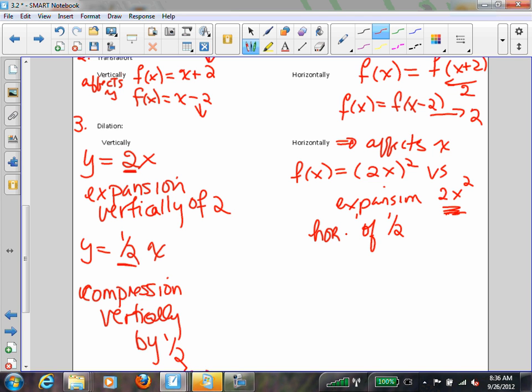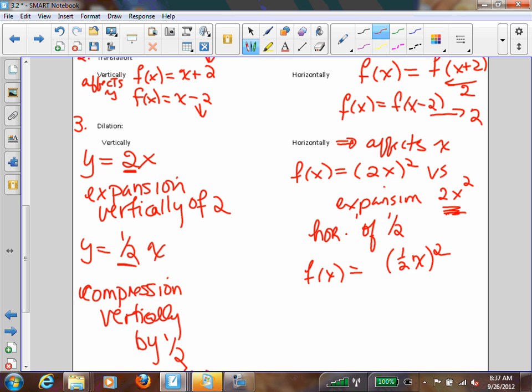If I say f of x is equal to 1/2 x squared, then we're going to say we've got a compression of 2. So flip it. Flip the value to tell me which way it's going.